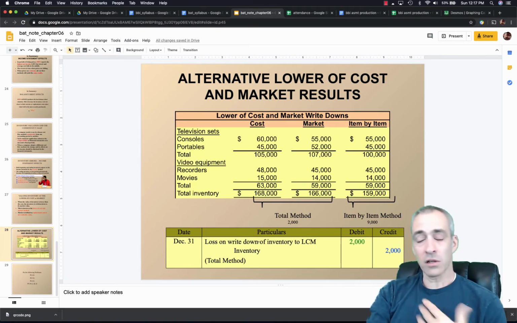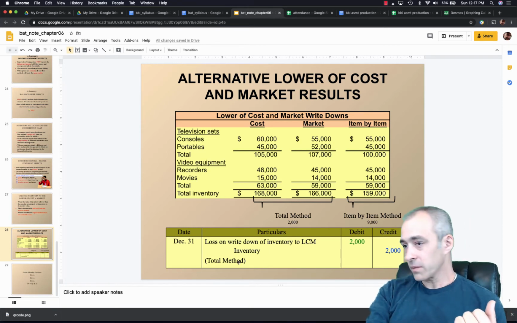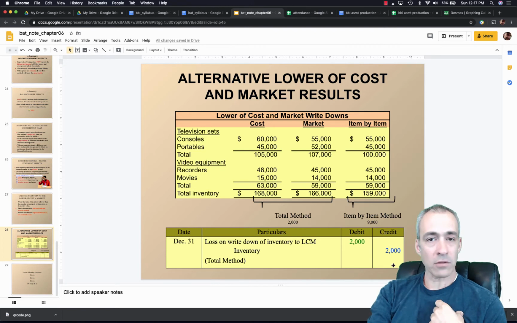And it looks something like this. So it'd be like loss on write-down to lower of cost or market, or some other ridiculous name, and you would credit the inventory items for 2,000.